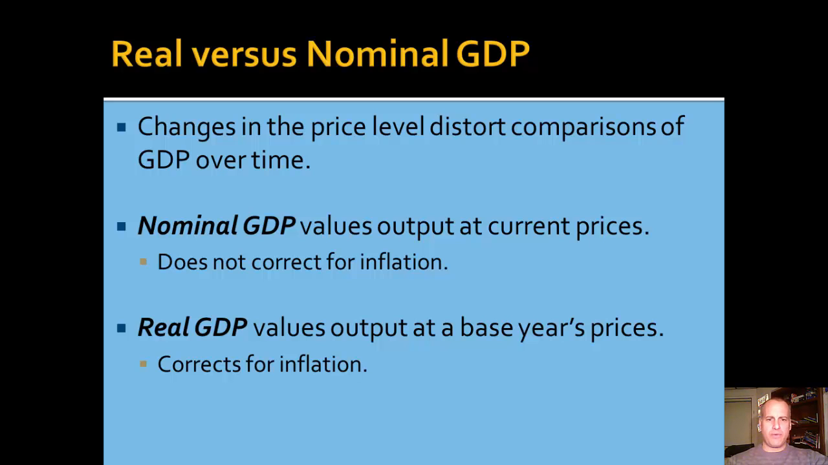If we want to correct for inflation, we need to figure out a way to compute real GDP. And the way that economists do this is they value the output at base year prices to correct for inflation. We'll show a little bit of the mechanics of how this works.